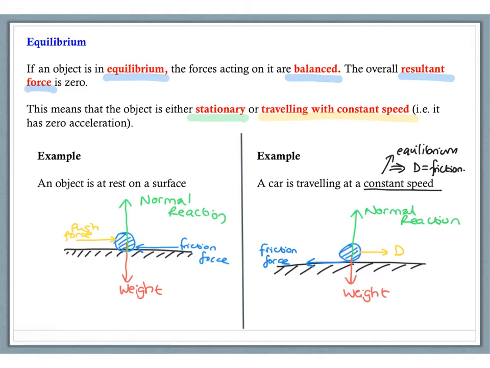If the driver of the car wants to accelerate the car, then the driving force will have to become greater than the frictional force in order to break the equilibrium. So the forces then are no longer balanced, and we would have what is called a resultant force in the forwards direction, which would take the car forwards. We'll be talking about resultant forces in a bit more detail.